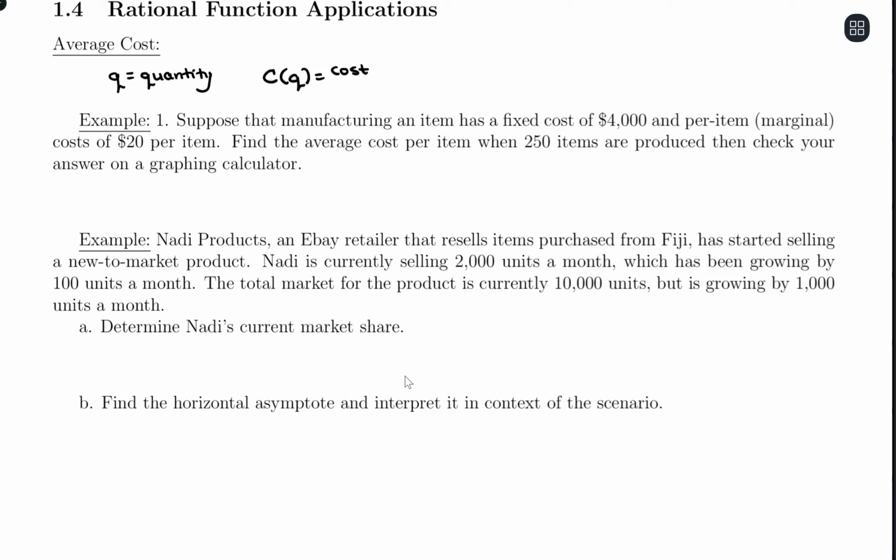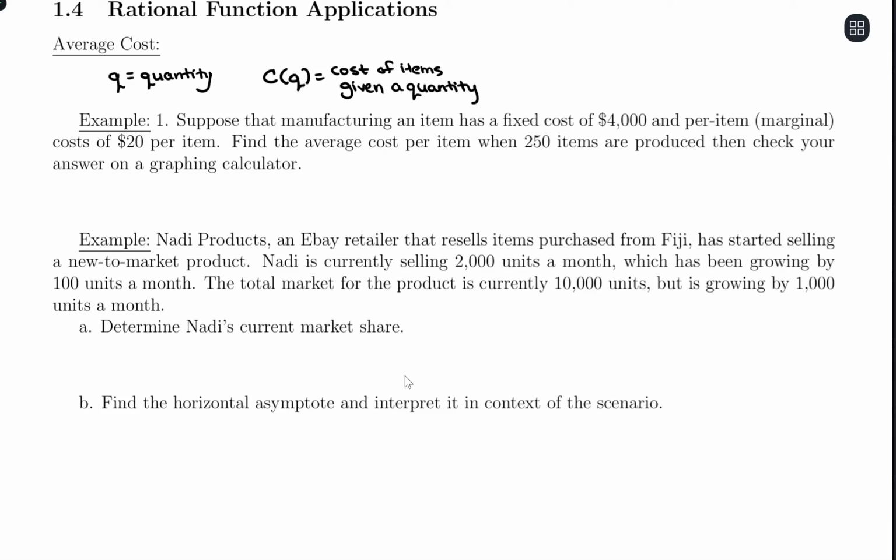So cost of items given a certain quantity. So the idea being, if we were producing 100 items, this function C of Q would be calculating the total cost of producing those 100 items. So that cost is going to change based on the level of production that we're working with. So the idea is really, on average, how much is it costing to produce each item?